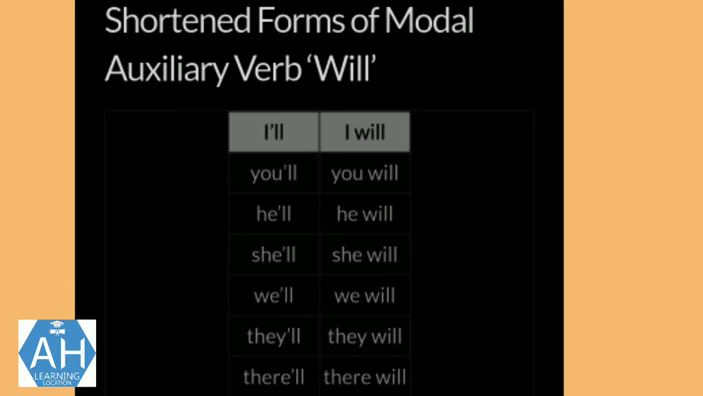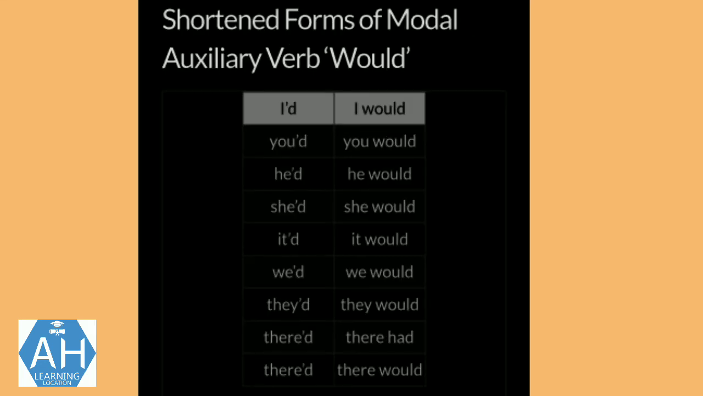The shortened form of modal auxiliary verb will: I will, I'll, you will, you'll, he will, he'll, she will, she'll, we will, we'll, they will, they'll, there will, there'll. The shortened form of modal auxiliary verb would: I would, I'd, you would, you'd, he would, he'd, she would, she'd, it would, it'd, we would, we'd, they would, they'd, there had, there'd, there would, there'd.